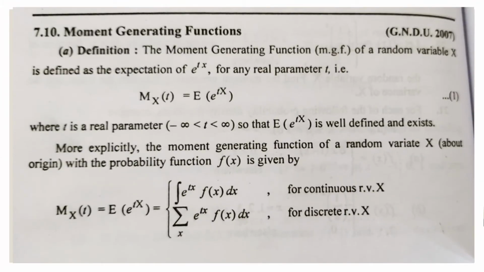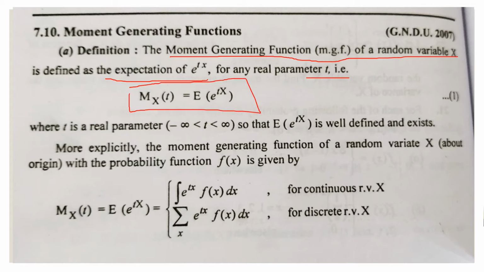So first of all, what is the definition of moment generating function? Moment generating function, short form MGF, of any random variable X is defined as the expectation of e raised to power tX for any real parameter t. So it is simply the expectation of e raised to power tX. If one knows how to calculate expectation, then he can simply find the moment generating function by finding the expectation of e raised to power tX, where t varies from minus infinity to infinity, and the expectation should be well defined and exist.